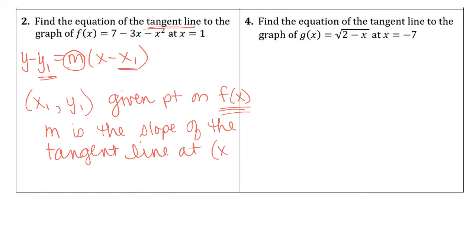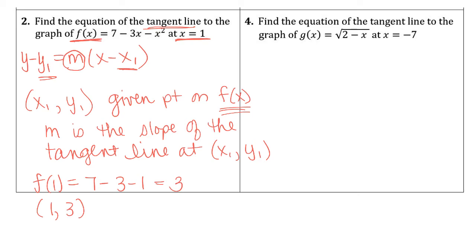At x1, y1. Okay, so we're given x is 1, so we need to find y, so we need to plug back in. So f at 1 is going to be 7 minus 3 minus 1, so that's 4 minus 1, so that's 3. Now I have my x1 and y1, that's going to be 1 comma 3.